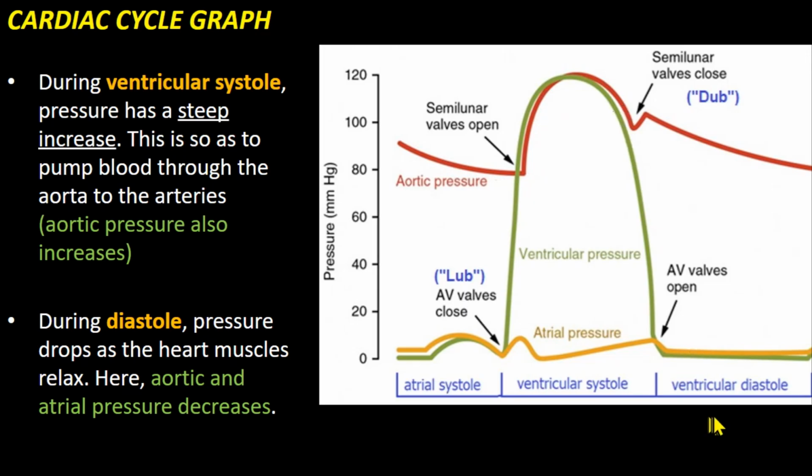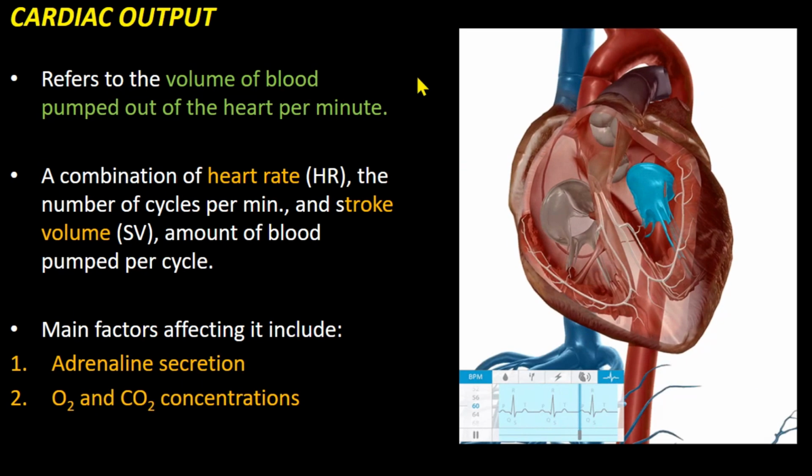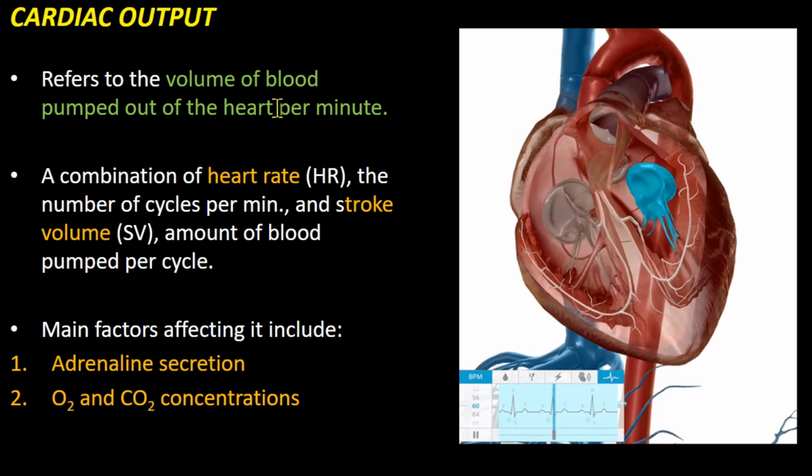Now during ventricular diastole, remember, when the heart is de-stressing, is relaxing, you'll notice that all the pressure here has dropped. The aortic pressure has dropped, the atrial pressure has dropped, and the ventricular pressure has dropped, because this is the heart de-stressing, allowing blood to refill. The two thumps that we hear with the heart, the lub-dub sound: the first lub is where the atrioventricular valves close, and the dub sound is where the semilunar valves close. Cardiac output refers to the volume of blood pumped out of the heart per minute.